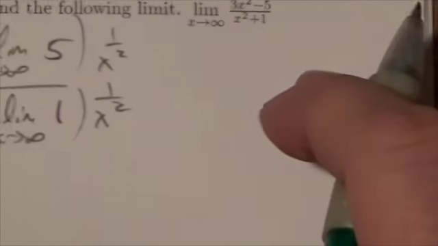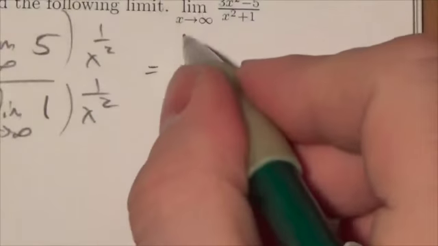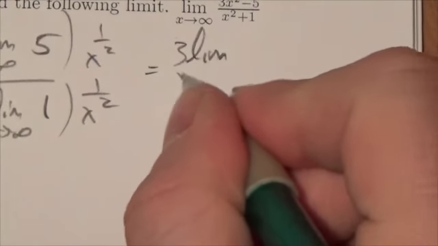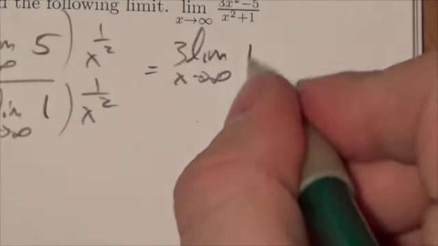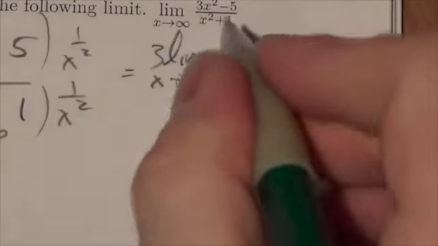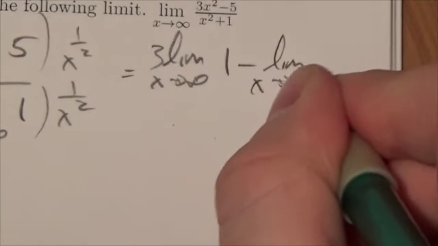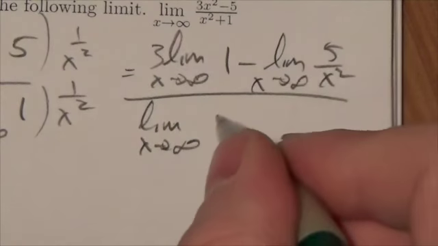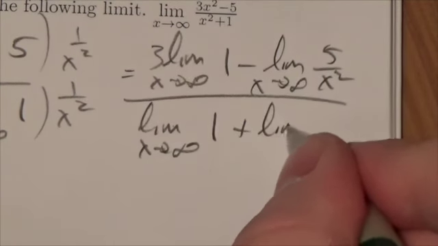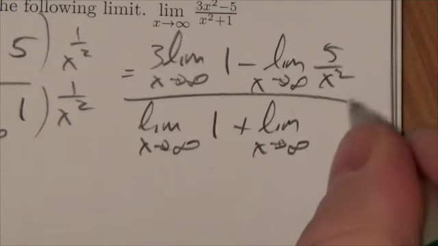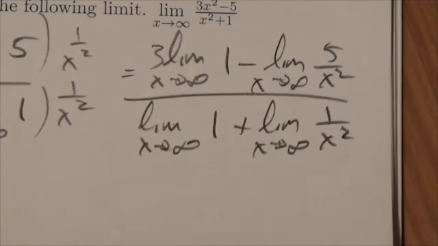Now, what that's going to do is allow us to rewrite this as 3 times the limit as x approaches infinity of 1, minus the limit as x approaches infinity of 5 over x squared, over the limit as x approaches infinity of 1 plus the limit as x approaches infinity of 1 over x squared.